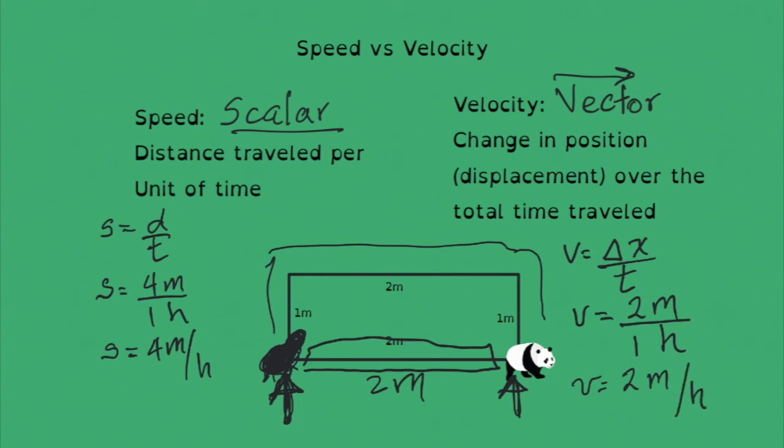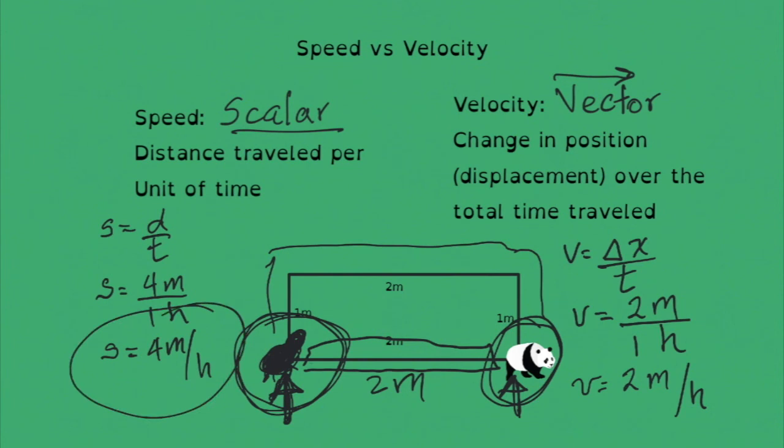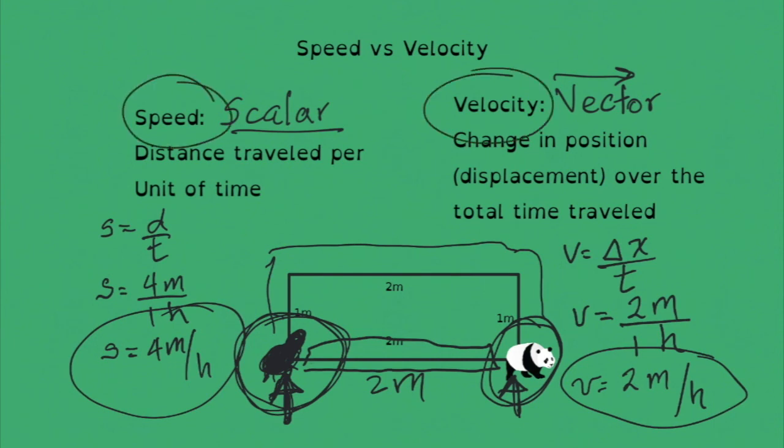So we have the same panda that started right here, that traveled to the north, then to the east, then to the south, and finished right here. But for the same movement, we're going to have a speed of 4 meters per hour and a velocity of 2 meters per hour. So you need to be extremely cautious when you are presented with problems. Are they asking you for speed or are they asking you for velocity?